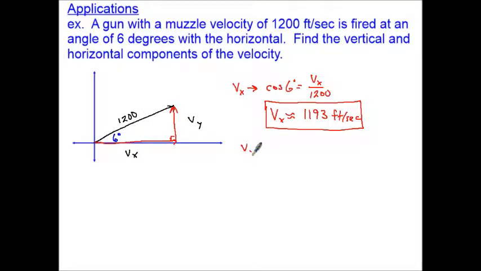To get the y component, which again, if it's only 6 degrees, you can imagine that the y should be relatively small in comparison. And again, SOHCAHTOA gets me sine of 6 degrees equals the y component over that same 1200. And a little bit of calculator button pushing gets me v sub y is approximately 125 feet per second. Again, notably smaller than the original 1200.